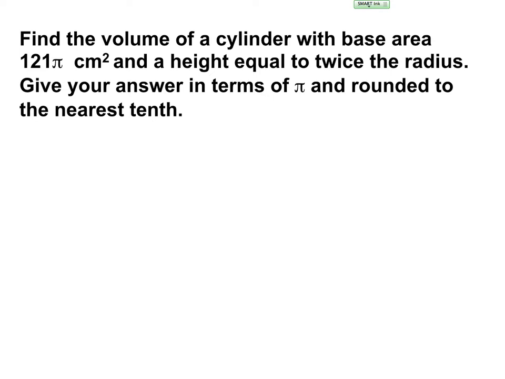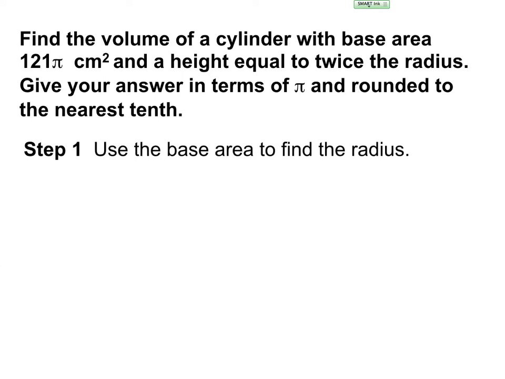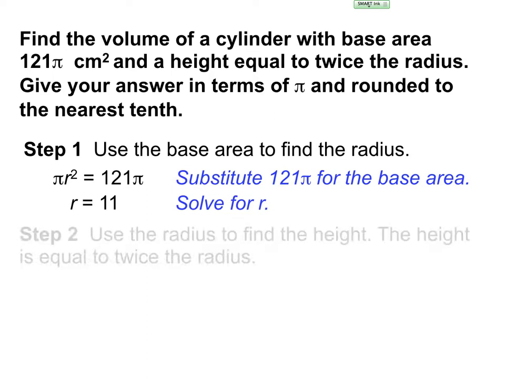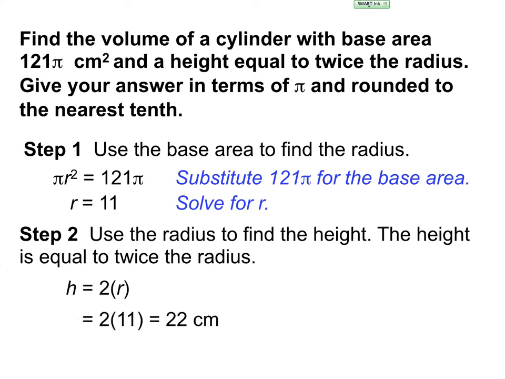Okay, got it? What was your radius? 11. 11 was the radius. So then the height would be? Height is twice the radius, so the height is 22. You knew what I was talking about.